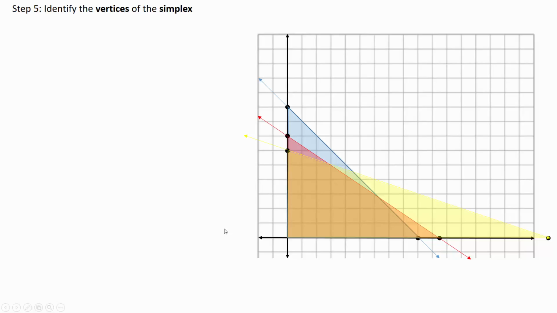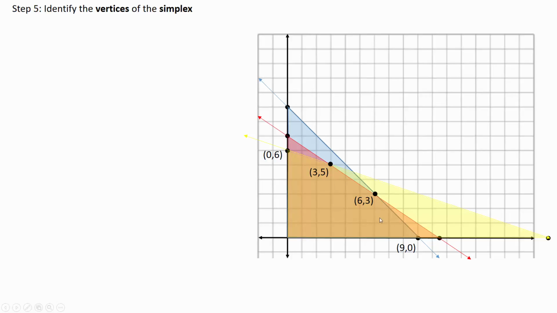Next thing we need to do is identify the vertices of the simplex. The vertices are just another word for corners, really. So if we look here, I've got a corner here at 0, 6. I've got a corner here at 3, 5. I've got a corner here at 6, 3, and a corner here at 9, 0. I've also got one over here at 0, 0, but really it's not going to be worth investigating.